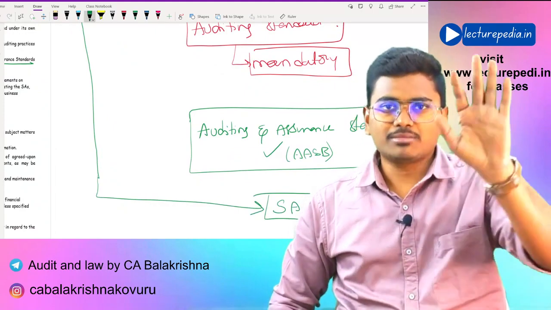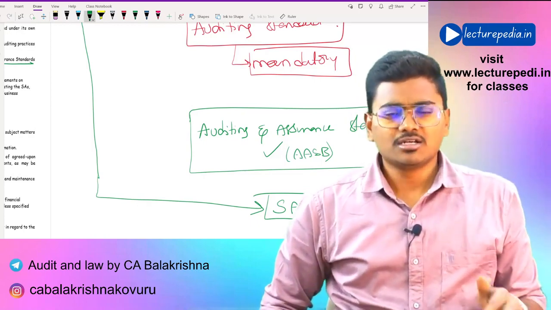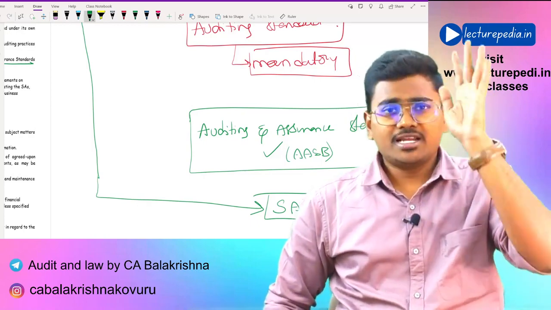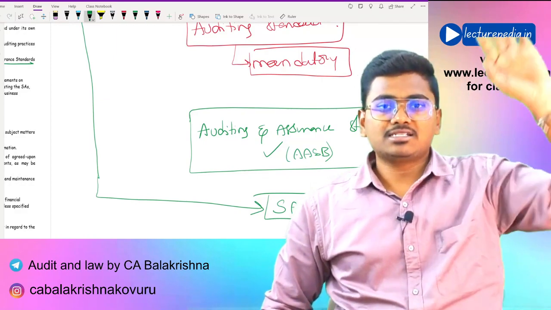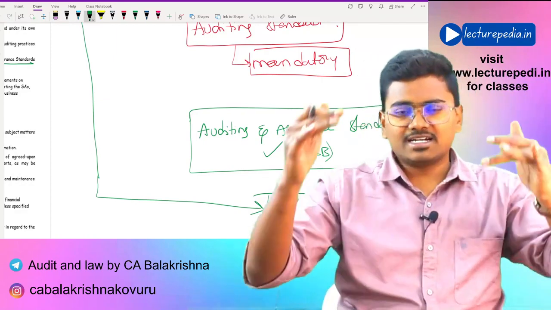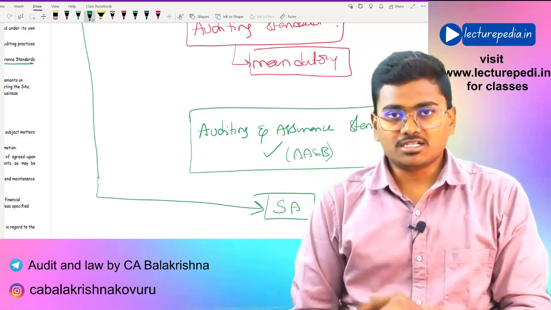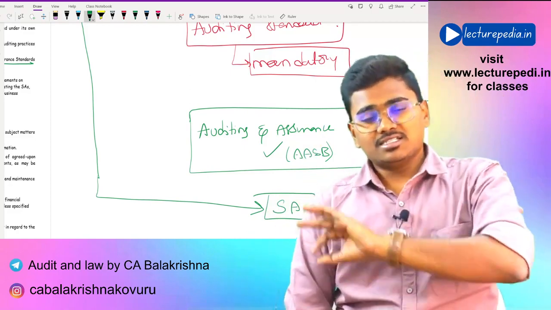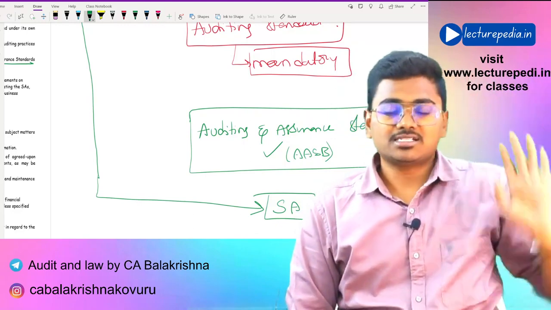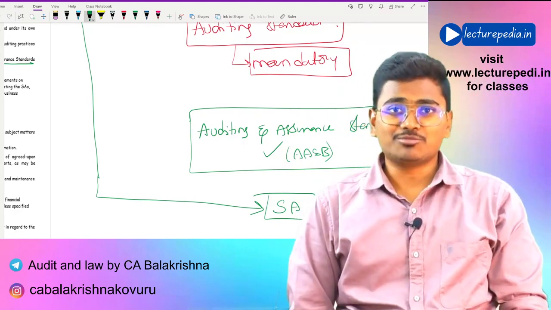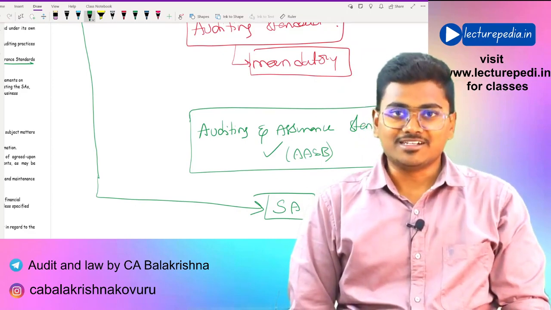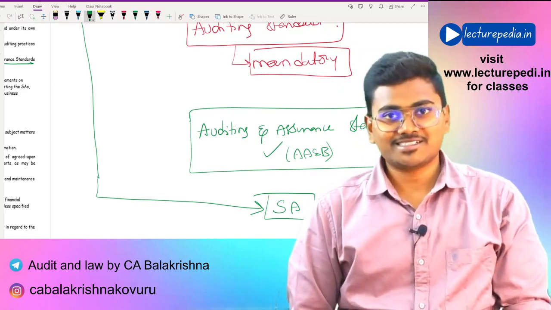It will just make some minor changes if required, but 99.99% it will be just copy paste from the International Standard on Auditing. The entire text of the Standard on Auditing that you will read in your syllabus is just a copy paste from the International Standard on Auditing. This is how the Auditing and Assurance Standards Board will prepare its auditing standards. Okay, copy paste.